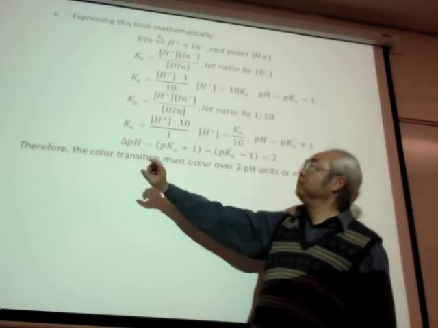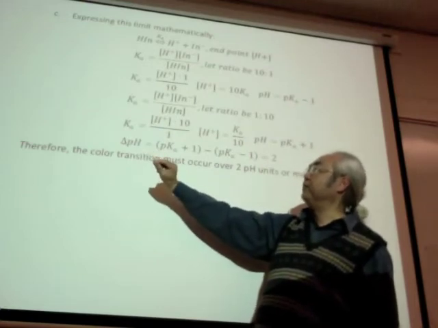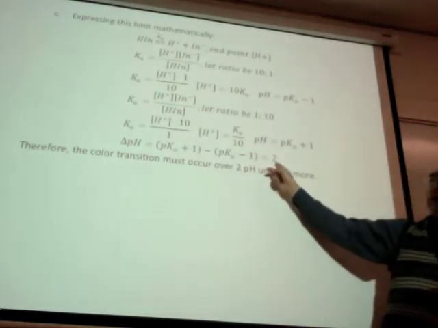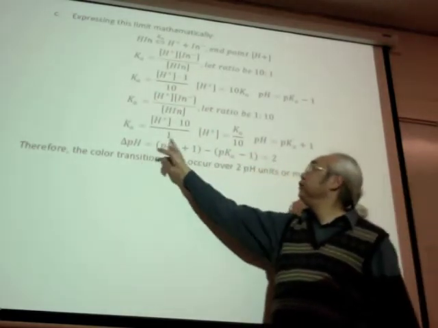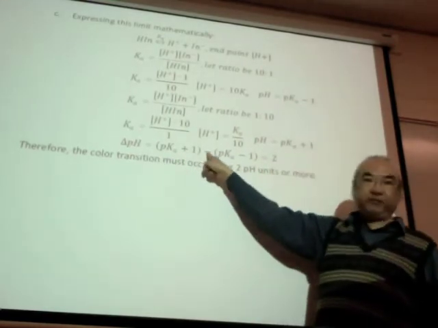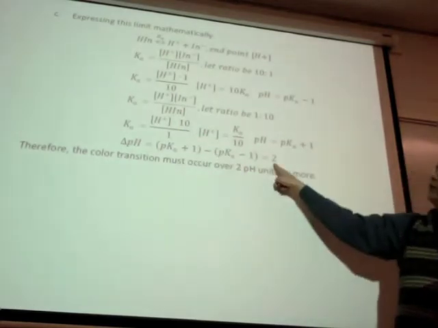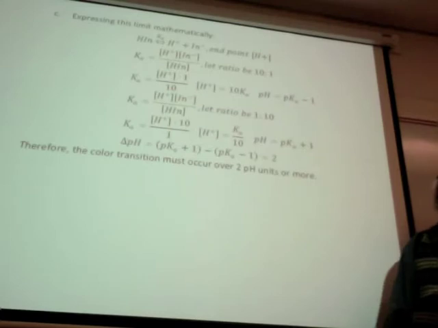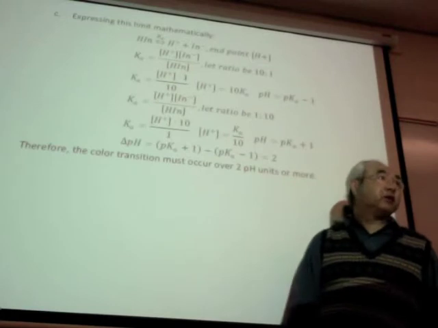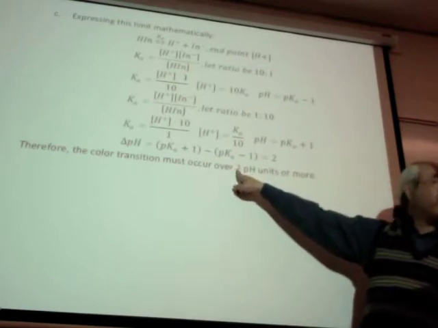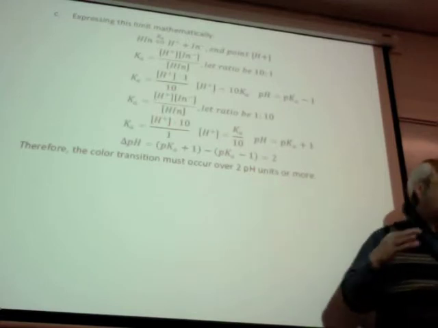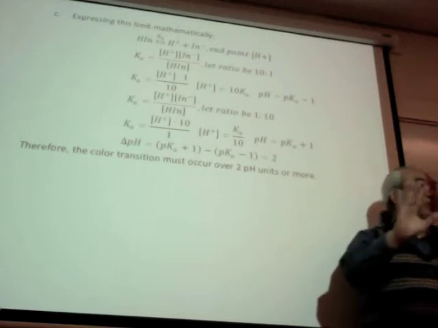So that transition right before the endpoint and right at the end of the endpoint, the delta pH will be 2. Delta pH of 2 units, by taking the difference, right? Delta meaning difference. Then you get 2 pH units. So here is the conclusion for this calculation: your indicator needs to have a coverage of at least 2 pH units, so that you can catch the color transition before and after.